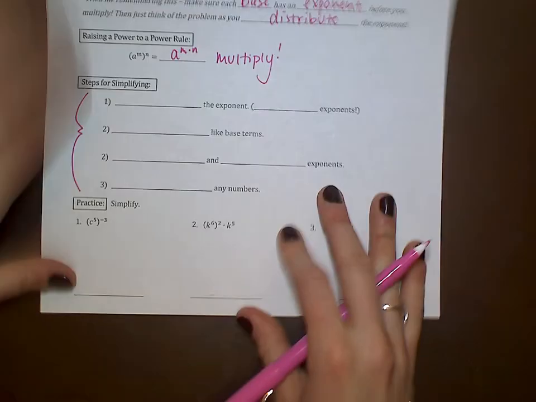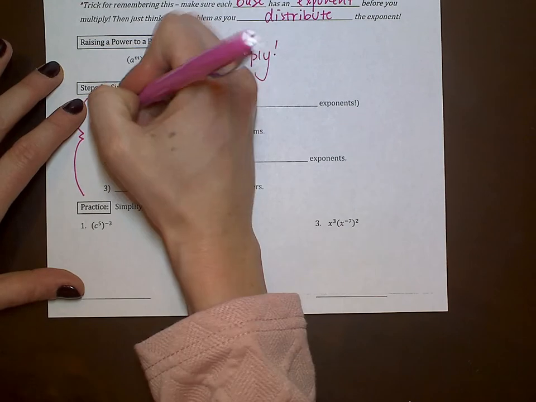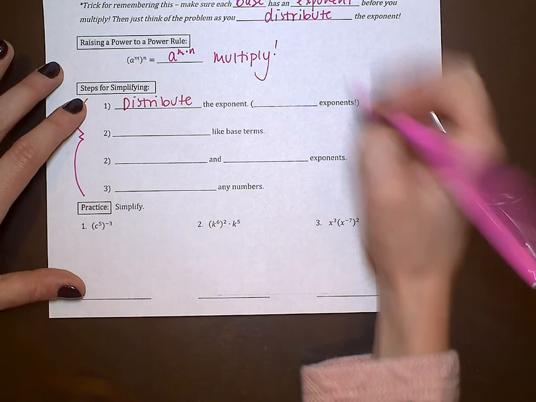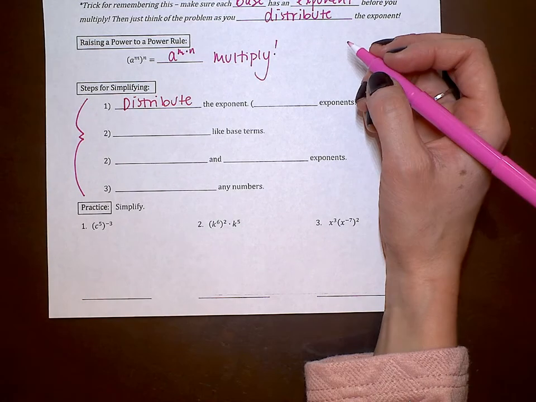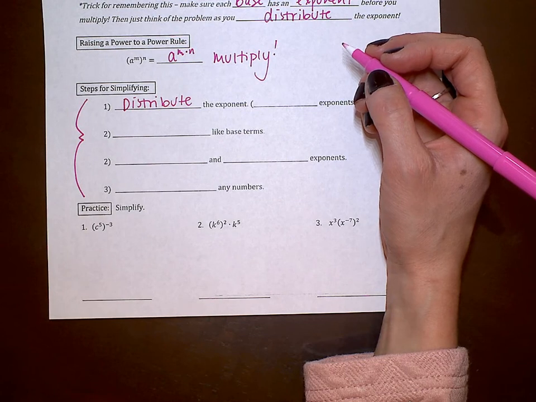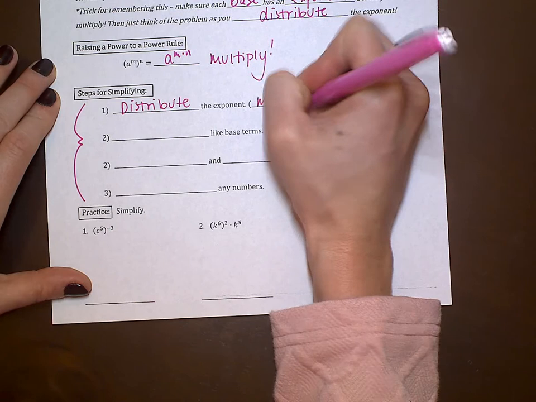The first thing that you should do always is distribute the exponent. Which kind of makes sense because in solving for x from last semester, you always started by distributing in those. So do the same thing here. When you distribute the exponent, you multiply the exponents.